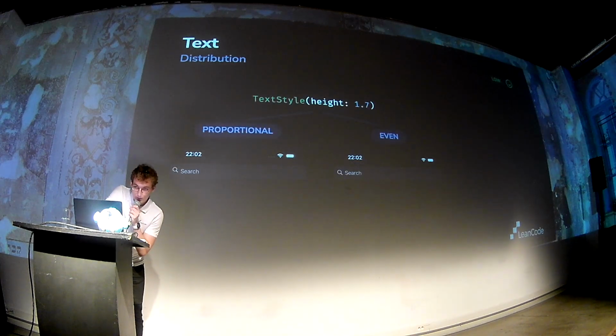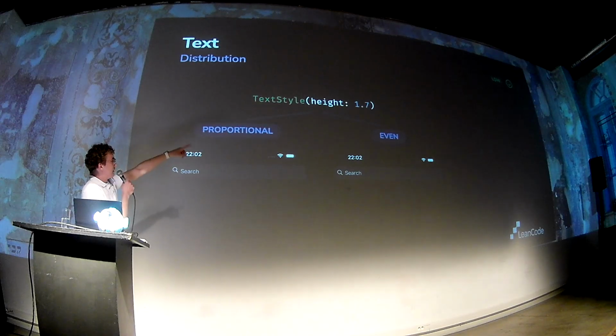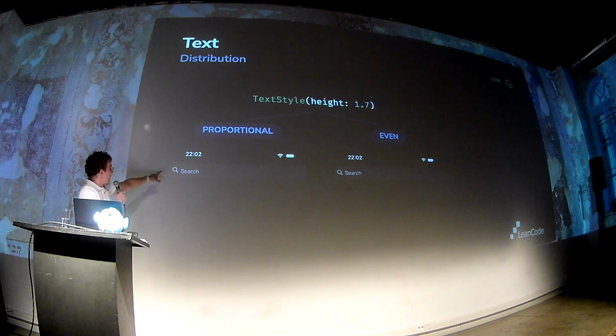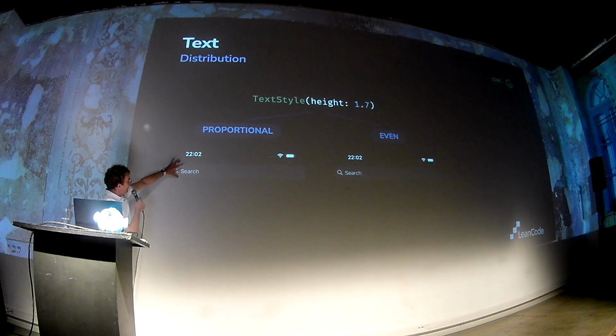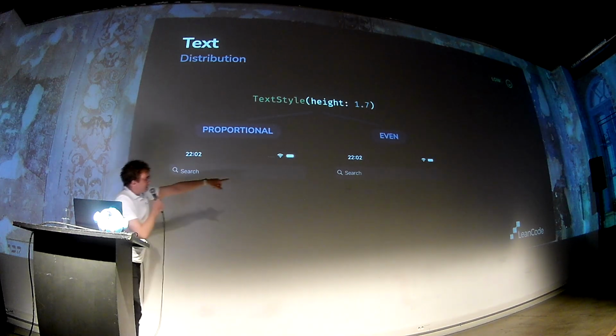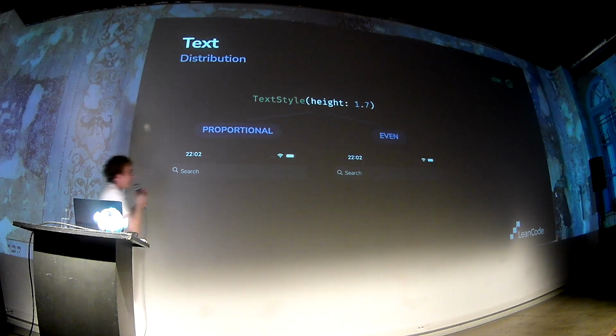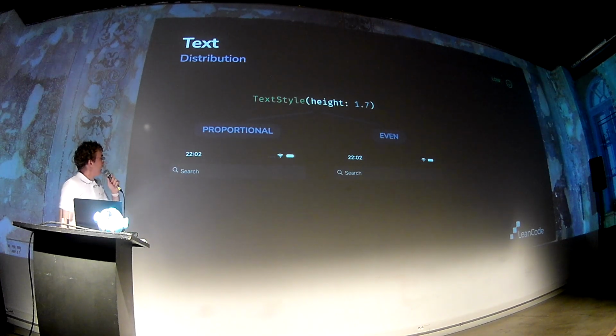Here I have an example of text style with height set to 1.7, and here is the proportional. You can see it, but it's there. And the other one is aligned vertically. And it's good to know that proportional is a default value if you are on an outdated version of Flutter material, or if you create a custom design system.